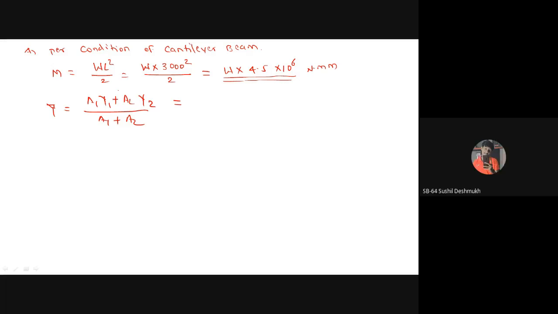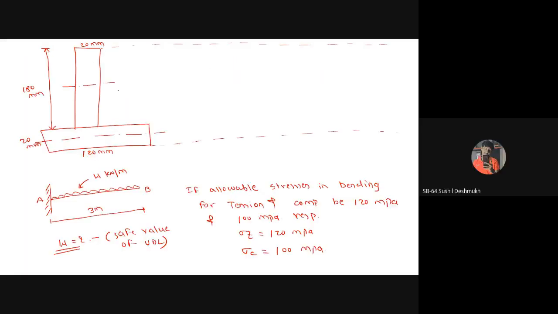2400. Yes. What is the value of A2 from the figure? 9000. 36. Yes. Then what is the value of Y1? 10. Yes, 20 divided by 2, 10. What is the value of Y2? 110, correct.